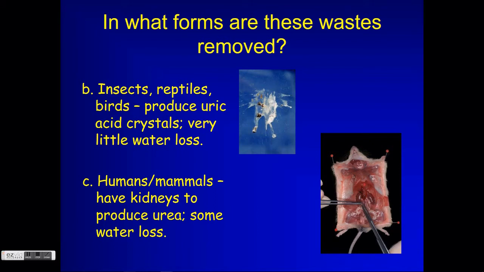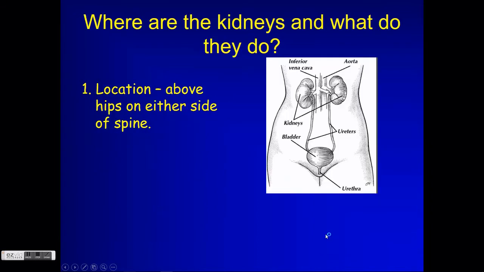For humans and mammals, we have kidneys that help to get rid of the urea, but it does involve some water loss. We're taking a look at a rat dissection like we're going to be doing later on, and we see the two kidneys here on either side of the hips. Speaking of the hips, the kidneys themselves are located above the hips on either side of the spine.